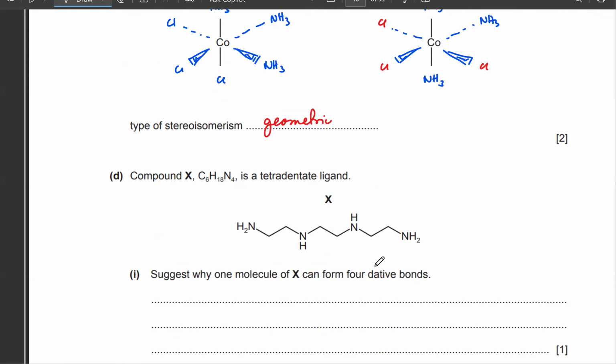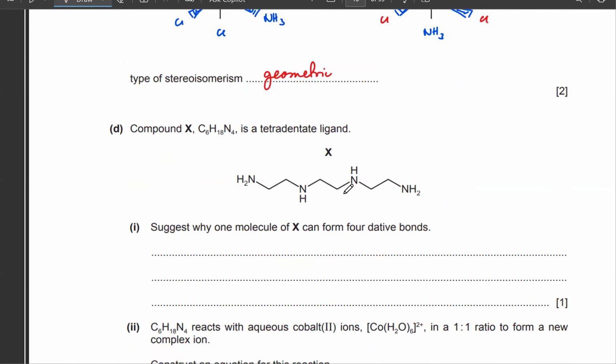Yes, sir. And suggest why one molecule of X can form four dative bonds: because it's got four lone pairs. It's got four nitrogens and four lone pairs are available to form dative bonds. Just a one mark question, that's it.